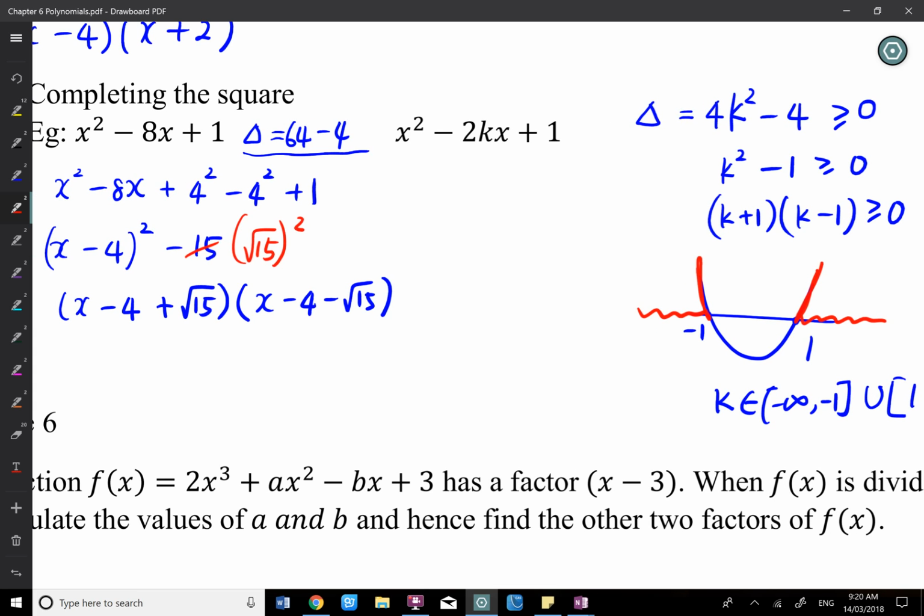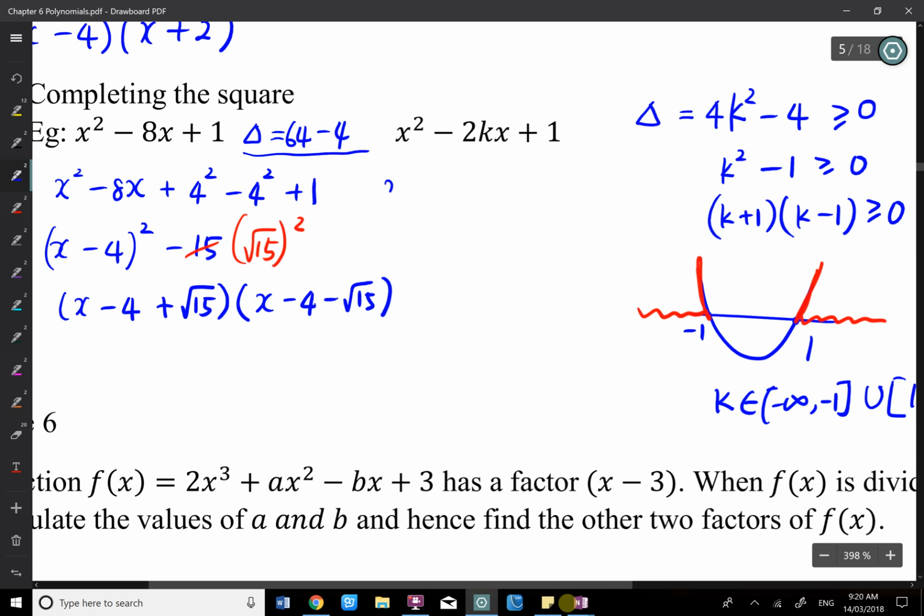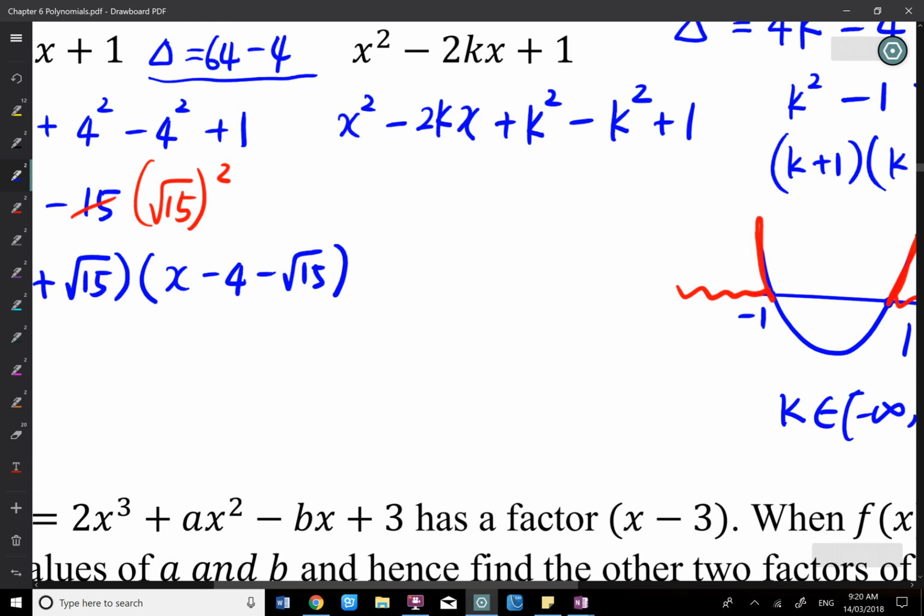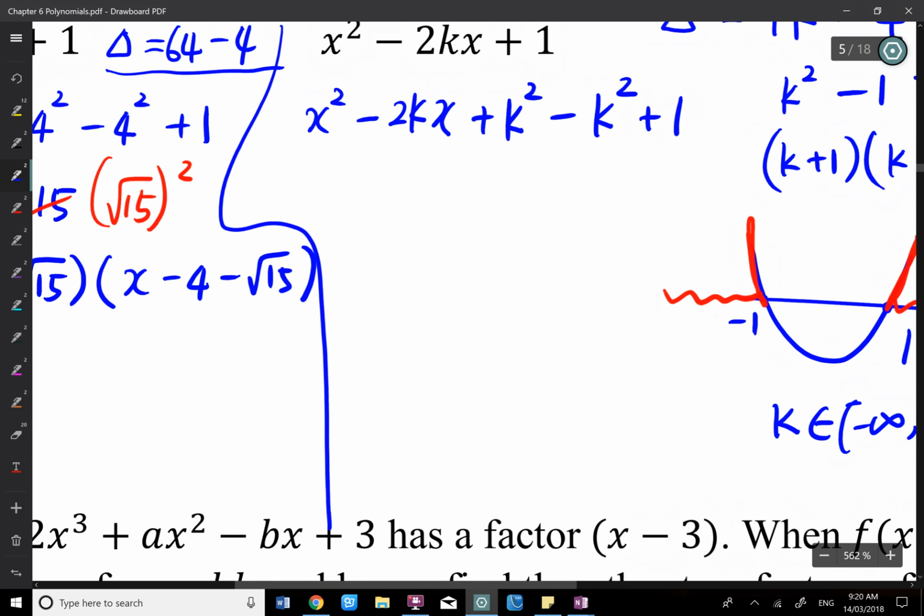So I can complete the square for this one. We have x squared minus 2kx, plus k squared, minus k squared, and then plus 1. So what I have here is x minus k squared.